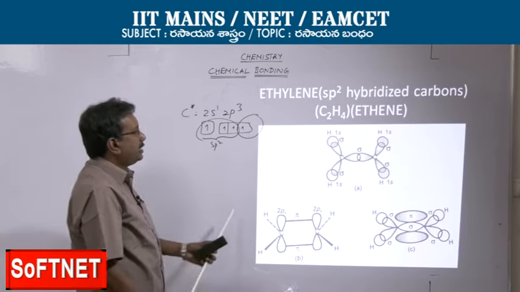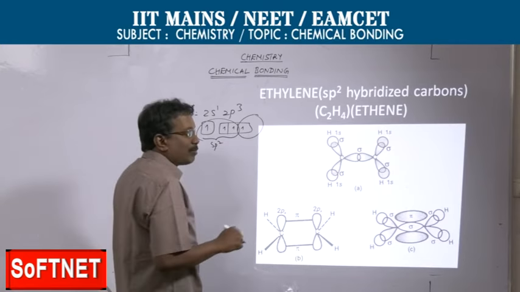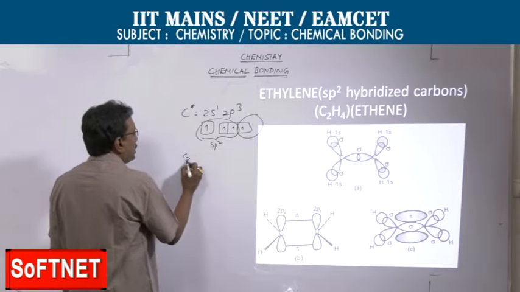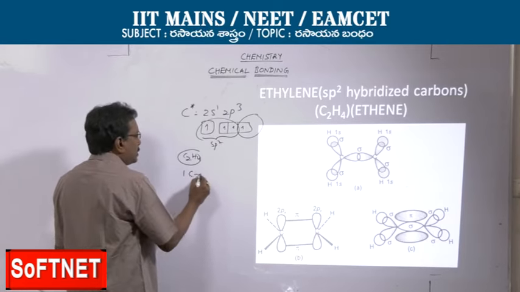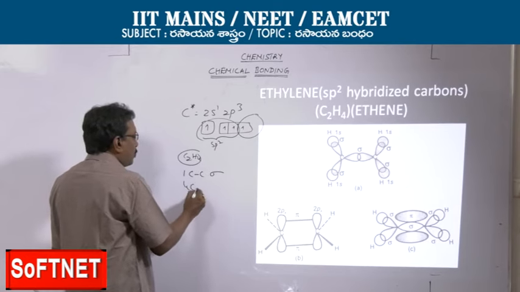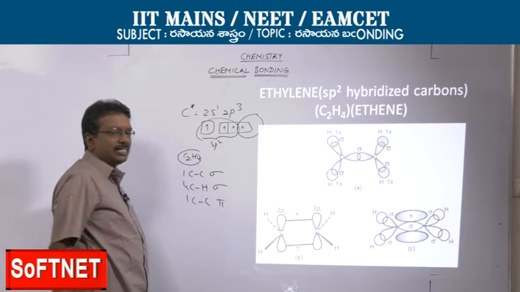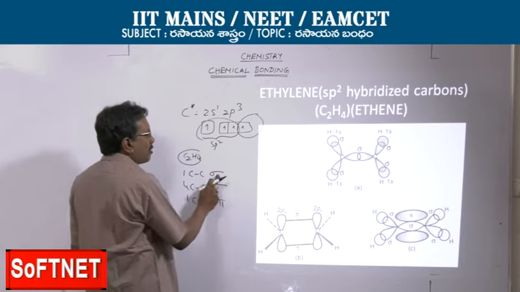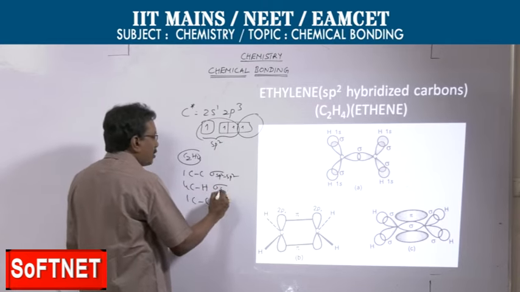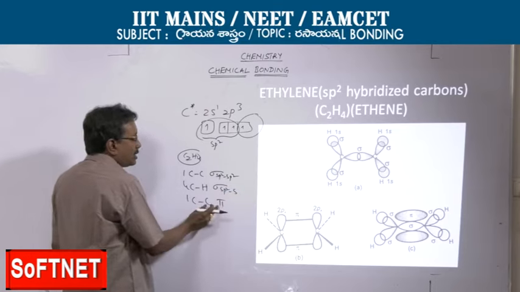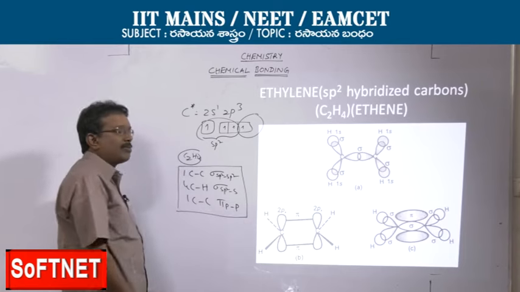So overall, in this ethylene molecule, if you observe what type of bonds are there, first, the nature of bonding. In this ethylene or ethene molecule, I am writing here 1 C-C sigma bond, 4 C-H sigma bonds and 1 C-C pi bond. So total 6 bonds are there. The C-C sigma bond is formed by sp2-sp2 overlapping, the C-H sigma bond is formed by sp2-s overlapping, and the C-C pi bond is formed by p-p overlapping. This is called the nature of bonding.